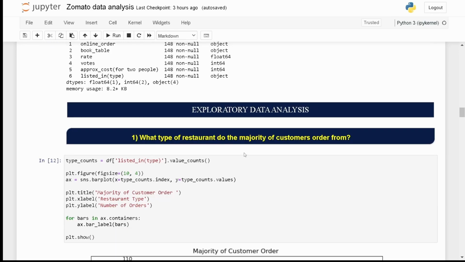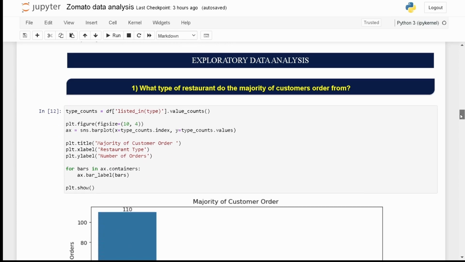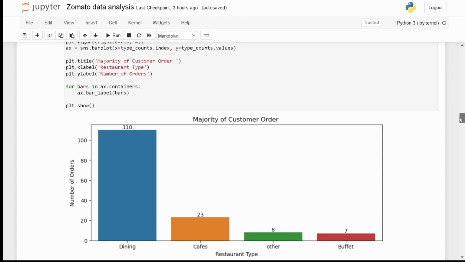Then I perform exploratory data analysis. Our first question is what type of restaurant do the majority of customers order from? You can see from the graph that the majority of customers prefer ordering from a dining restaurant, with a total of 110 orders. Cafe follows as the second most popular type with 23 orders. Other types of restaurant have 8 orders. Buffet restaurants are the least preferred with 7 orders.